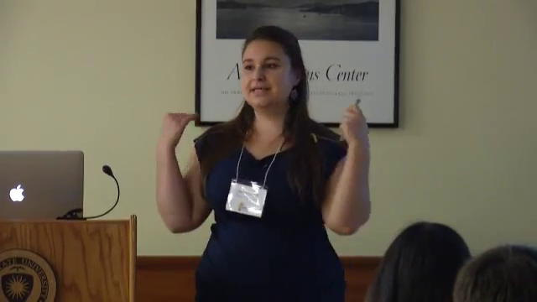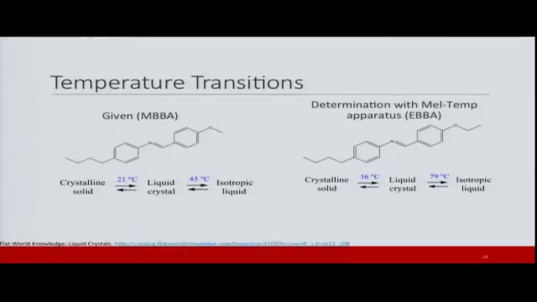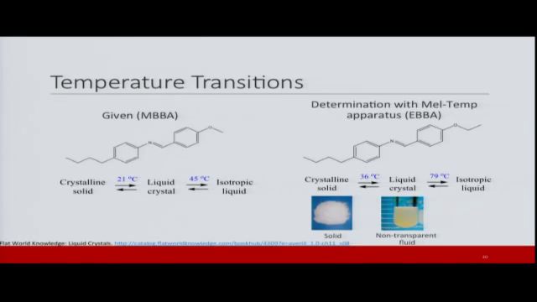However, we thought that just saying this is not enough for students to stick to the idea. So because of that, we actually asked them to determine the melting and clearing temperature for the EBBA liquid crystal. So they were using a simple melt temp apparatus, which is in every organic chemistry teaching lab. So students started with a solid, and then they heated it. They saw a transition to a non-transparent fluid. And after heating even more, they saw that the fluid changed and it became a transparent isotropic liquid.